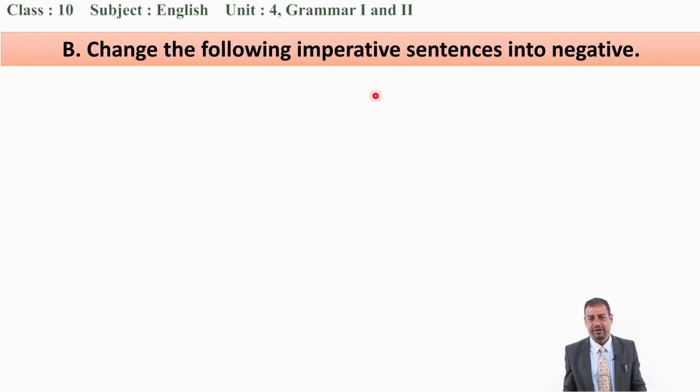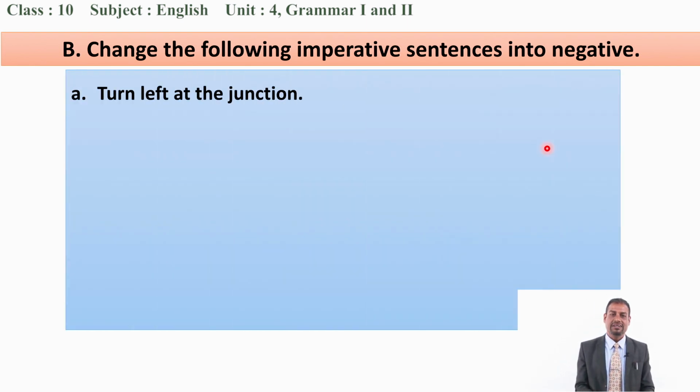Change the following imperative sentences into negative. For example, turn left at the junction. So how do you change it into negative? You start writing in your notebook, okay? And later you will have to tell me. I'll write your answer on the board. Is it clear to you? Okay, turn left at the junction. Change it into negative, okay?